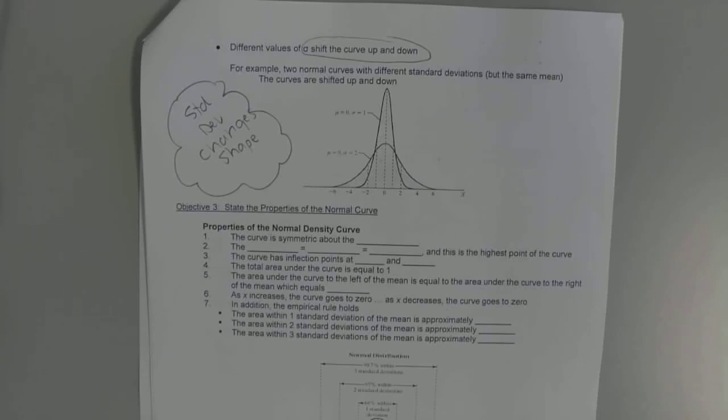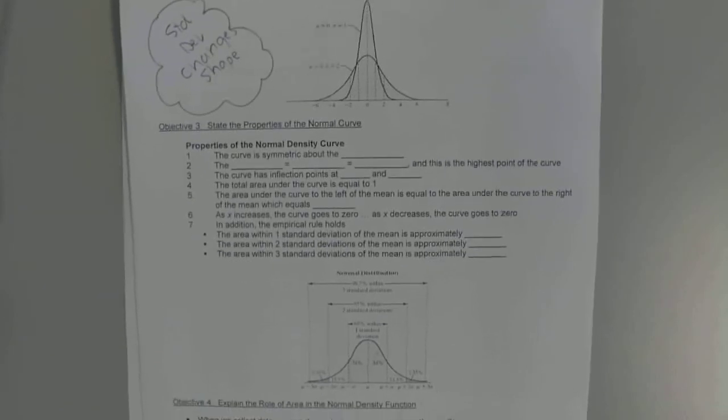It's the spread of the data. This has a small standard deviation, so it's not as spread out as the wider one, okay? Again, keep that in mind. They'll give you 2 graphs like that, not telling you the standard deviations, and they'll just say which one has 1, which one has 2. Smaller standard deviation means you're more compact.